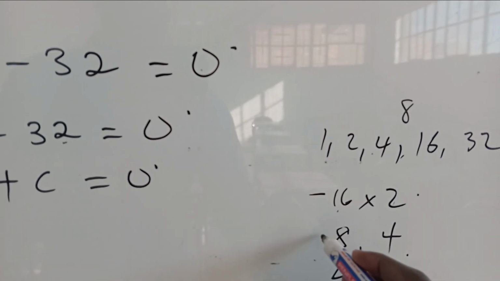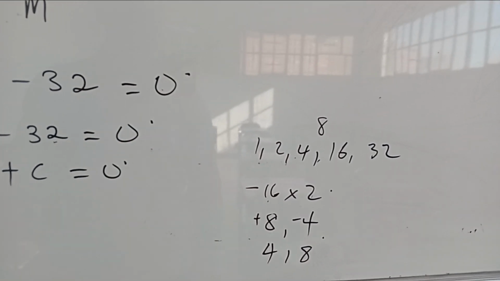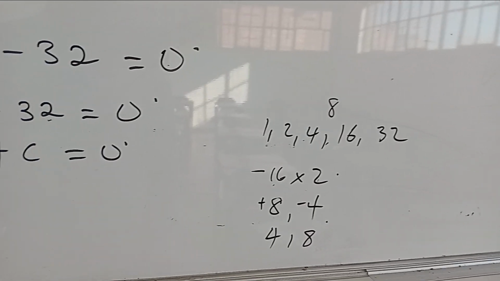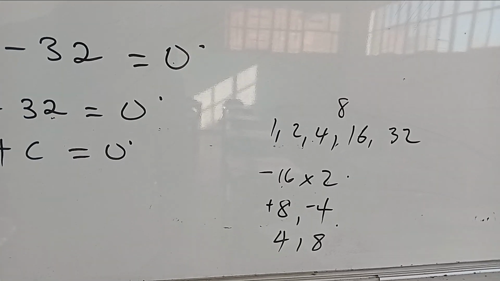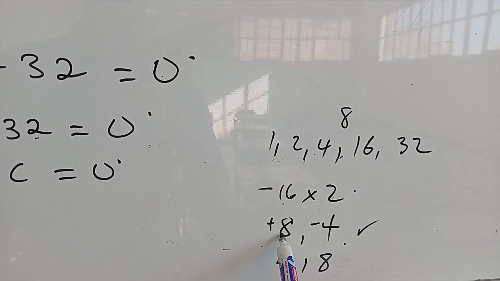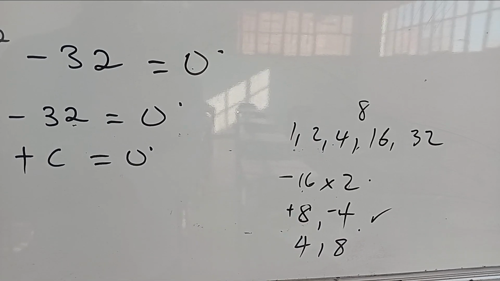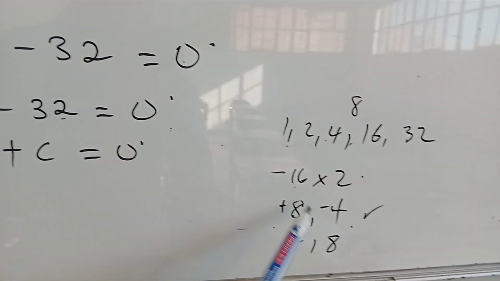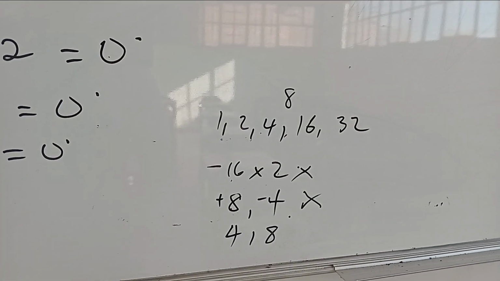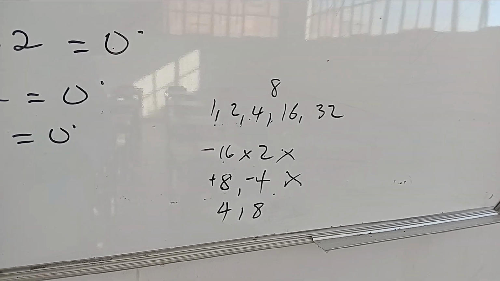If I have positive 8 and negative 4, positive 8 multiplied by negative 4 would give me negative 32, which is nice. But if I add positive 8 and negative 4, what will I have? I'm going to have positive 4. Likewise, I can use negative 16 and 2 as factors of negative 32.